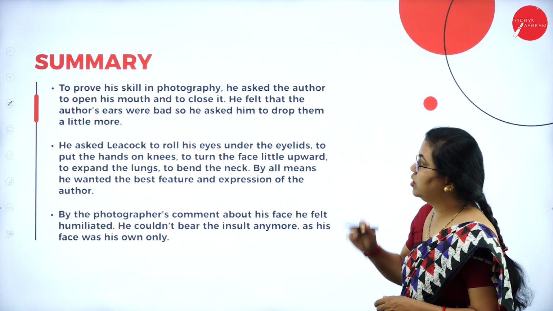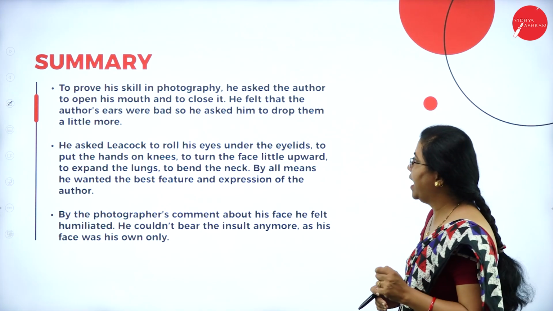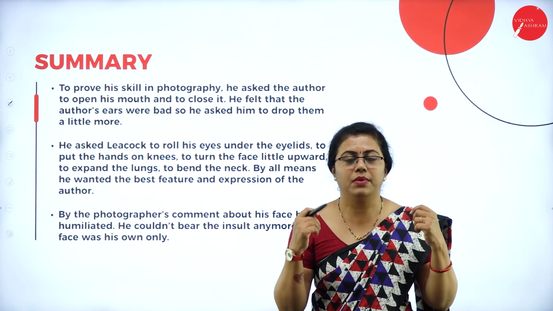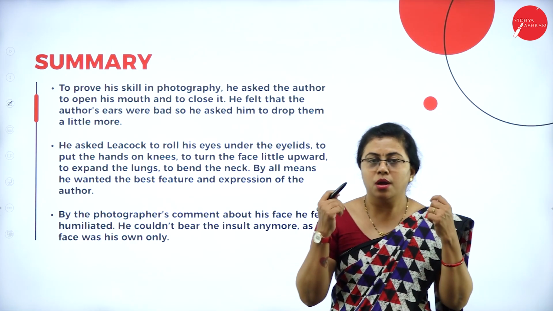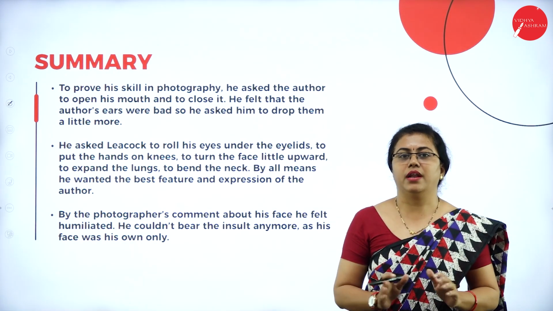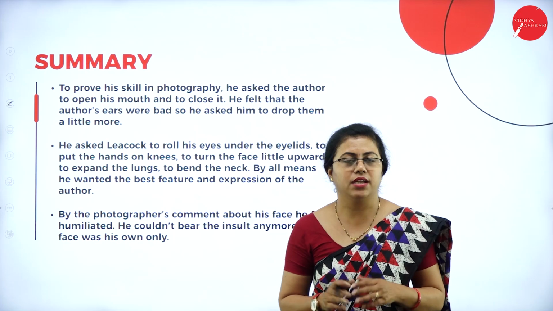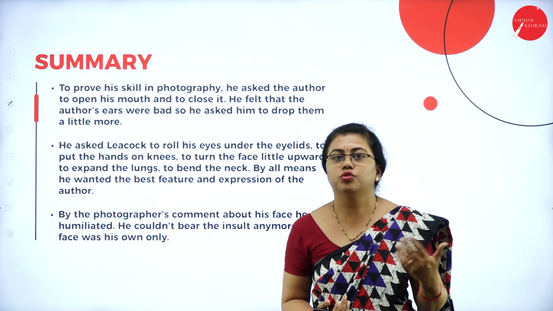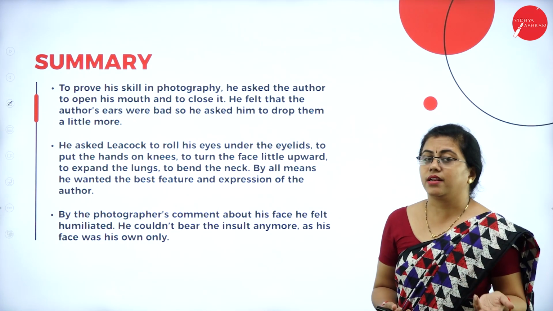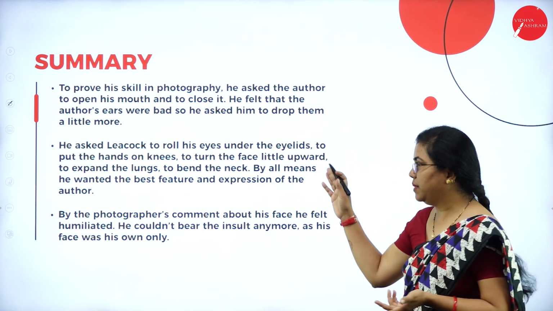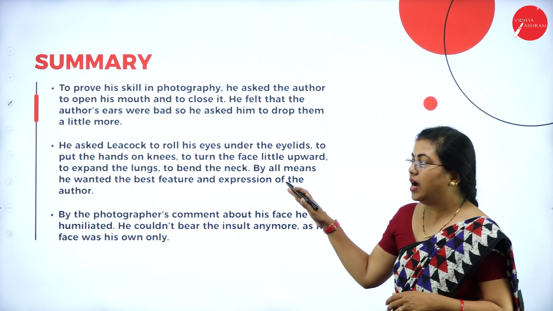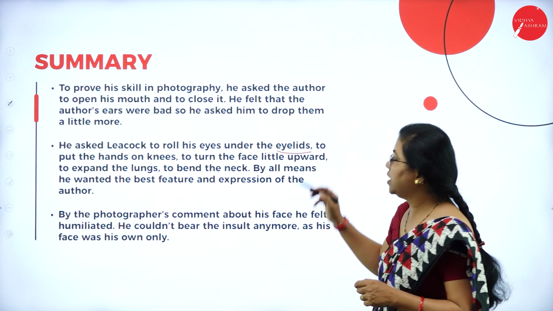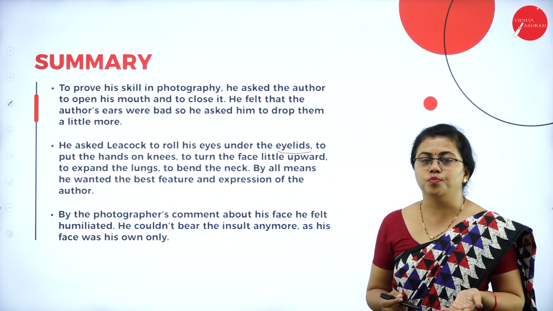Then he felt that the author's ears were bad. So he asked him to drop them a little more. Drop them, in the sense maybe to pull. He tells him to pull his ears so that it will appear a little lower. Okay, so he asks him to pull it down, to drop it down a little, but there can't be any change. You understand, there can't be any change there. He also asked Leacock to roll his eyes under the eyelids. So that also he asks him to do.